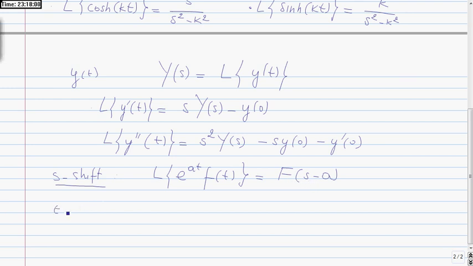The T-shift or second translation theorem is the following: f of t minus a times u of t minus a. The Laplace transform will be the Laplace of f of s multiplied with exponential minus a s.